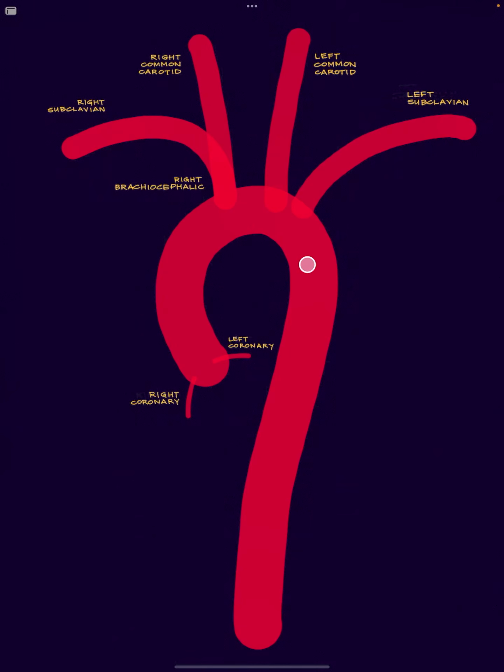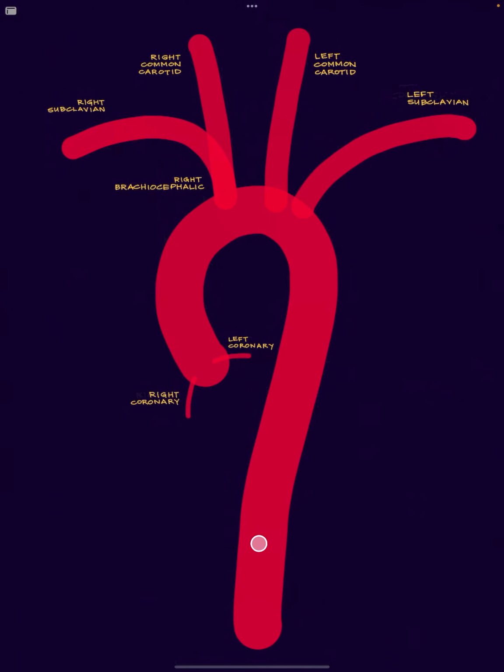Then you have the descending aorta, which descends in the posterior mediastinum just to the left and anterior to the vertebral bodies. And it terminates at the level of T12, where there's the aortic hiatus. That's where the thoracic aorta stops and the abdominal aorta begins. You also have the thoracic duct and the azygos vein that go through this hiatus.